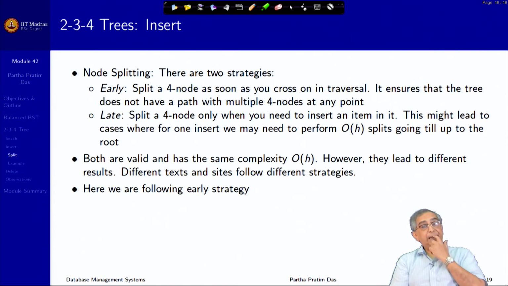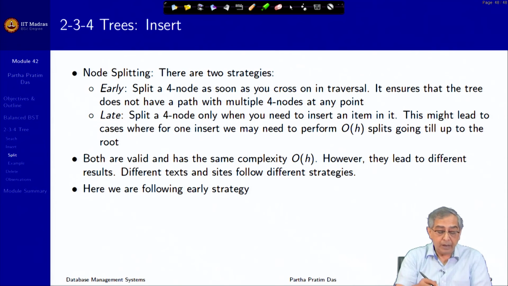Or it could be a late strategy, that you split a 4 node only when you need to insert an item. There is no specific trade off between these two, because both finally will add a height when you split the 4 node at the root. Right. Both are valid, have the same complexity. However, these different strategies will produce different results. There could be different trees, but the same performance. For our illustration here, we are following the early strategy.